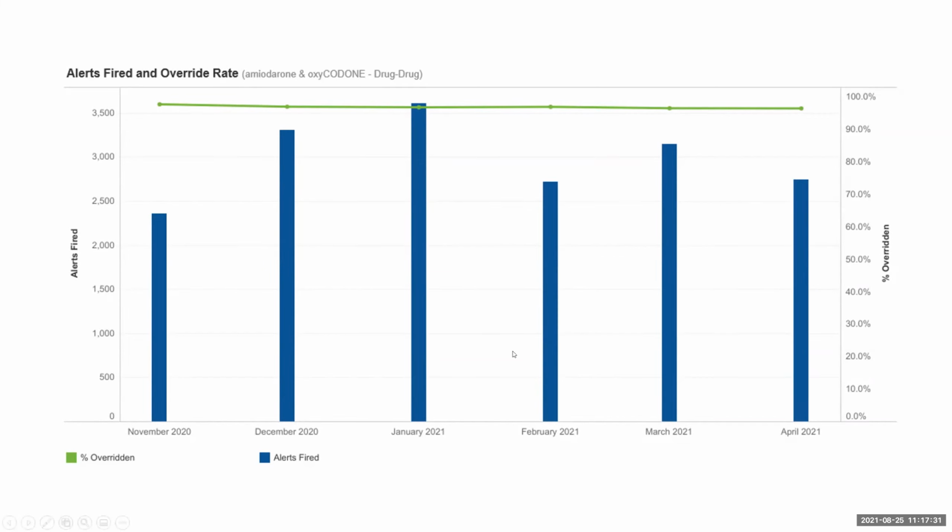So here we're looking at the number of alerts that fired for amiodarone oxycodone. On the left-hand axis, we're seeing the number of alerts fired. So we can see that for each month, we're probably averaging around 2,800 alerts per month. And then on the right axis, we're seeing the override rate. So our override rate is remaining consistent at above 95% across the last 6 months for our amiodarone oxycodone drug-drug interaction. So these are, again, all signs that this is an interaction that we should focus on and either decrease the severity or implement some additional filters to make this alert a lot more specific.